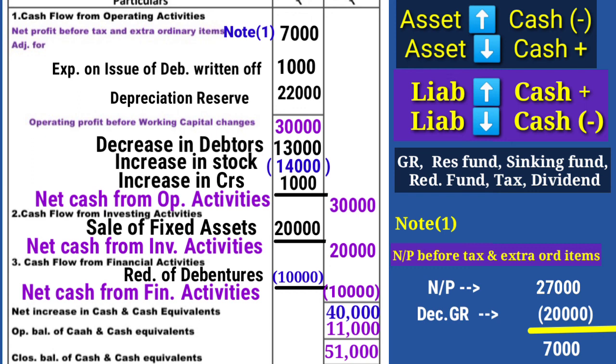So now we can total all. 30,000 plus 20,000 minus 10,000. What is the amount? 40,000. We calculated the same answer at the beginning of the question. 40,000, and now also 40,000. Is it clear? Completed.